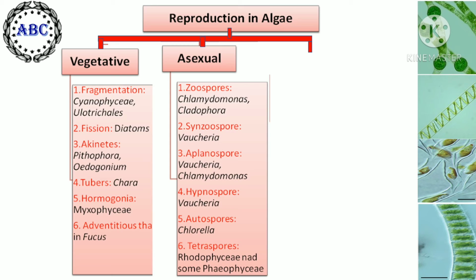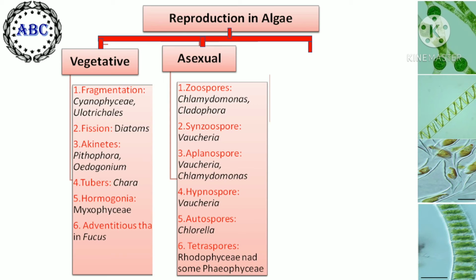Example, Ulothrix, Vaucheria, Chlamydomonas, etc. Next one is hypnospores. Hypnospores are thick-walled structures. These are formed during unfavorable conditions. Under prolonged unfavorable conditions, the protoplasm of hypnospore divides to make cysts. The cysts are capable of forming new thallus. Example, Chlamydomonas, Vaucheria.